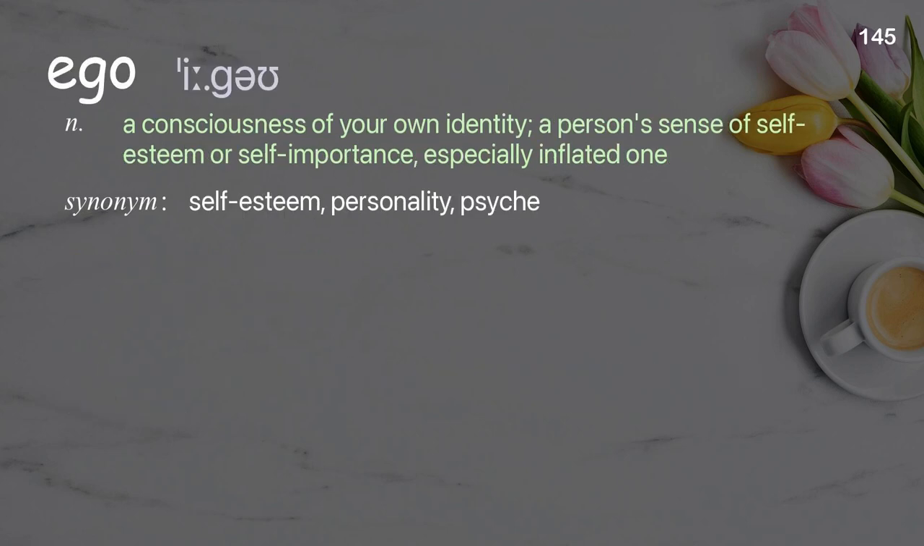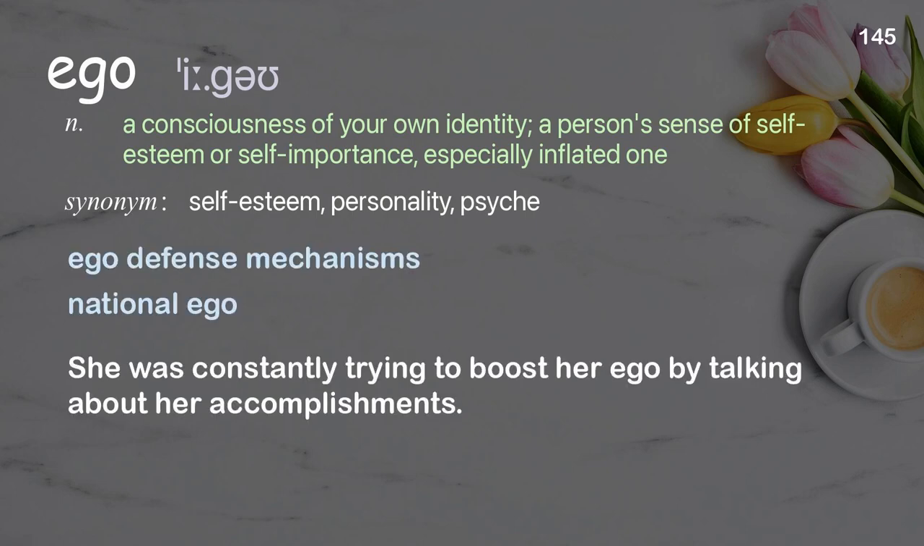Ego. A consciousness of your own identity, a person's sense of self-esteem or self-importance, especially inflated one. Examples: ego defense mechanisms, national ego. She was constantly trying to boost her ego by talking about her accomplishments.